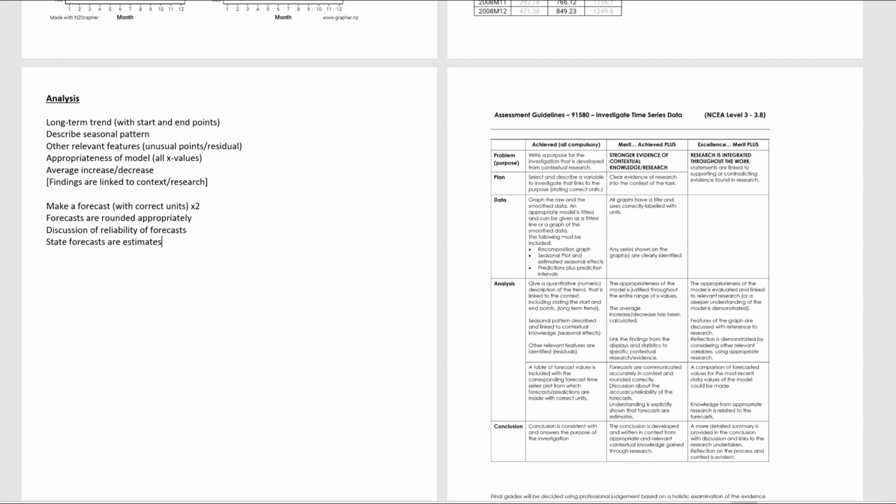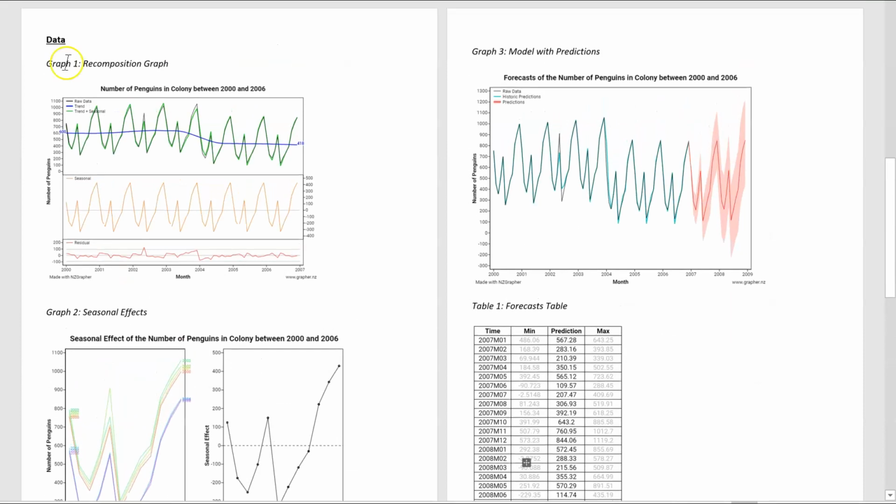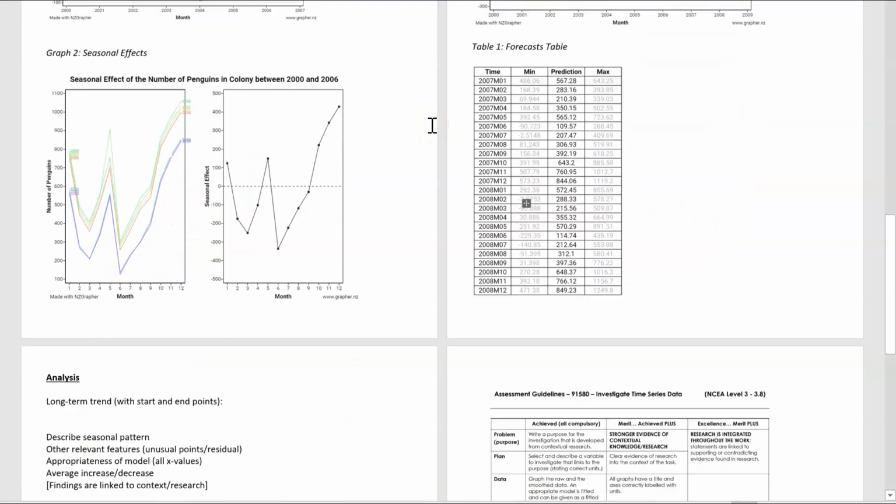Let's get into this. Let's start with the long-term trend. I'm going to start by setting up my heading for this part. No point changing that. Let's have a look at our recomposition graph. The long-term trend is based off the blue line over here. Essentially we're looking to compare the start point and the end point to see if it goes up or down. We can see it starts at 600 and then it does go down to 418. So that's evidence over this time series data set that the number of penguins goes down.